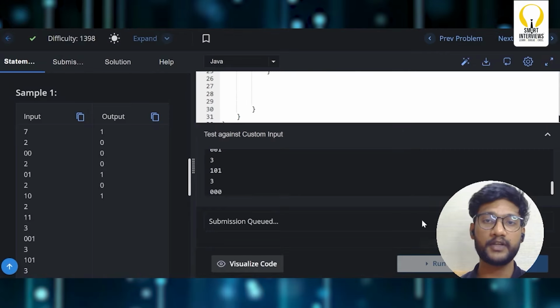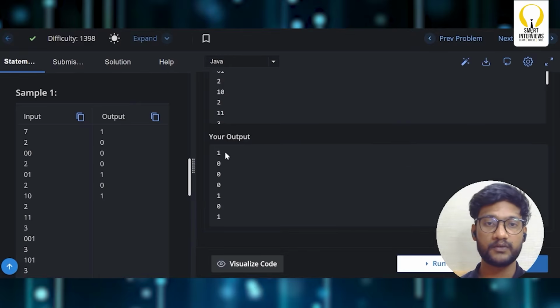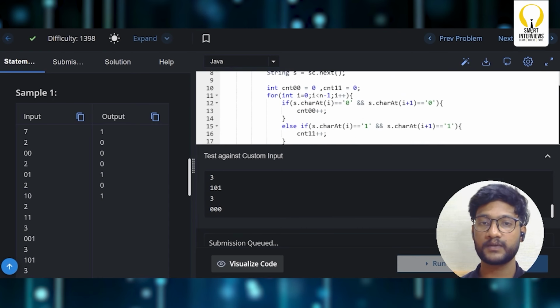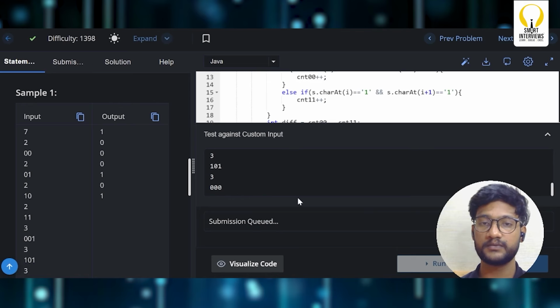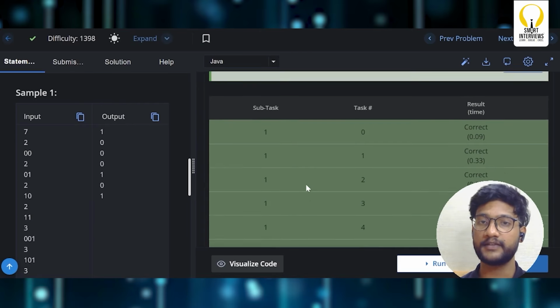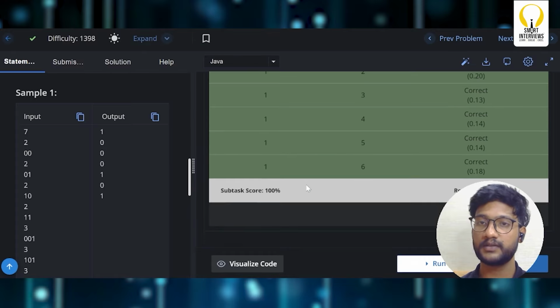Now we'll try to run for the test cases. Our output and expected outputs are going to match, and we'll try to submit it, guys. Got it, right? Each and every test case has passed.